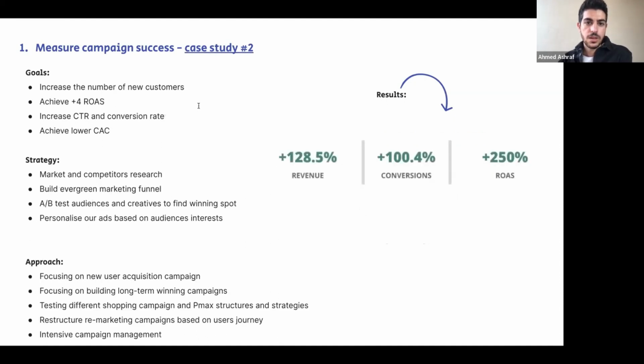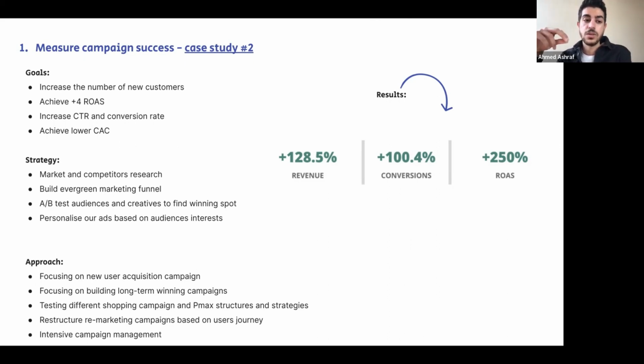All right, then the next case study is a retailer. That client had many challenges; they weren't able to bring any result from paid media at all. They were even considering not running any paid media. The goals here were to increase the number of new customers in order to sustain the business, and also increase the retention rate from their existing customers, achieve above 4 return on ad spend or 400%, increase the CTR and conversion rate, and achieve lower customer acquisition cost.